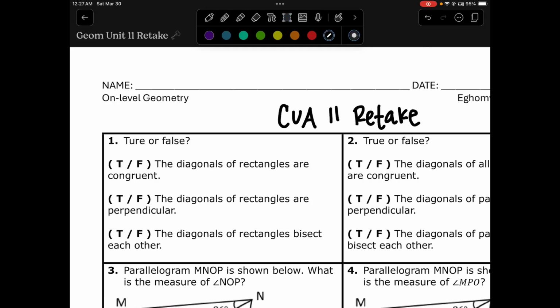CUA 11 retake. Number 1. True or false? The diagonals of rectangles are congruent. That is true.